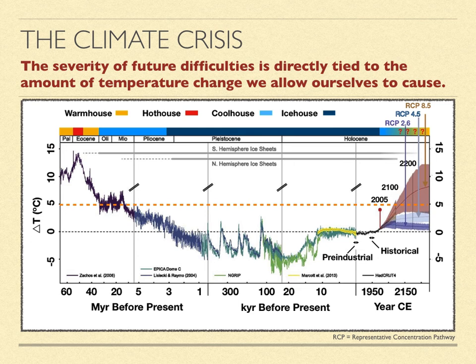The severity of our future difficulties is directly tied to the amount of temperature change we allow ourselves to cause. Unfortunately, we are in the driver's seat here. If you look back 60 million years, the Earth was a much warmer place. Shown here in this plot are temperatures on a geologic timescale. This time axis is logarithmic. And so you can see tens of millions of years ago, things were much hotter. There was a hothouse and warmhouse phase.